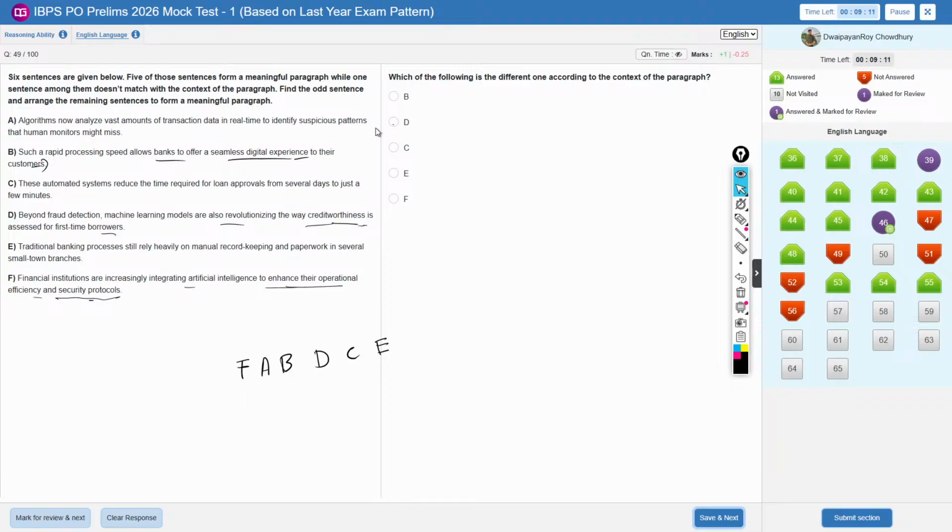Then I would say this thing traditional aspect. So E is not going to be a pair. Okay.